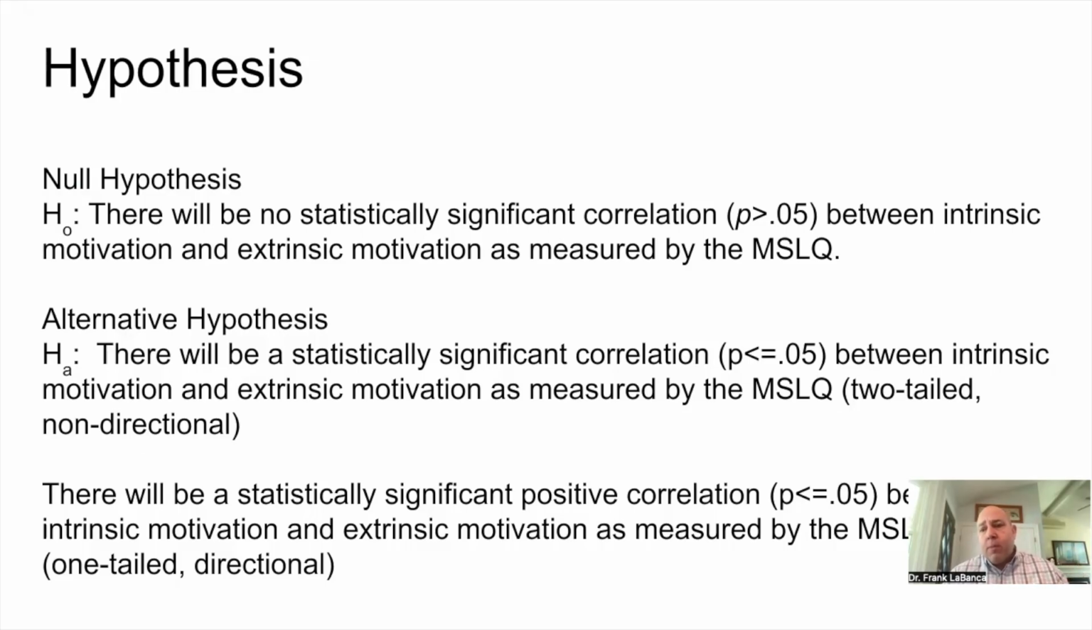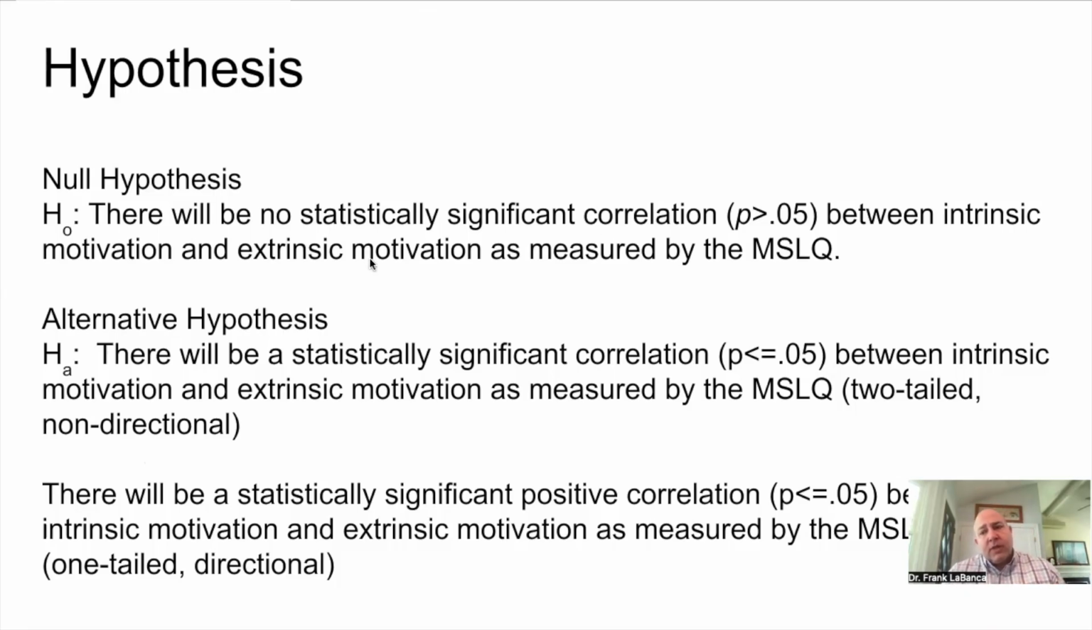You use the verbiage exactly how it's written, and you fill in your pieces of information. So here's the null, because we say there's going to be no difference. So there will be no statistically significant correlation, p greater than 0.05, because that's the p-value of no statistical difference between... So the instrument is the MSLQ, or the Motivational Strategies for Learning Questionnaire. It's an instrument that's used to look at motivation. There are a number of subscales on it, including intrinsic motivation and extrinsic motivation.